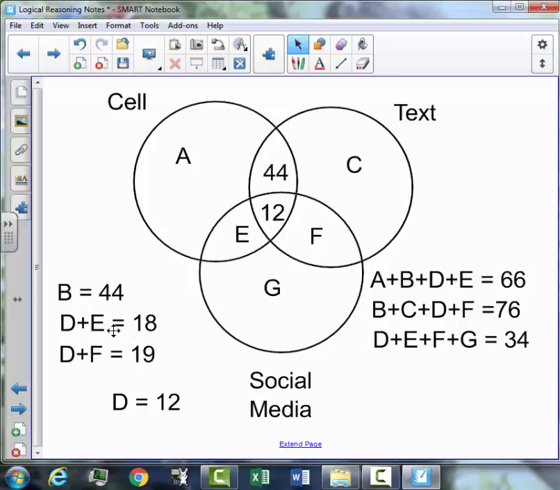Same logic applies below. If D is 12, then I need to take off 12 from 18. So that means that E is going to be 18 minus 12, which is 6. And one more time on this section here, it says D and F is supposed to be 19. So if this guy's 12, then to get F by itself, subtract both sides by 12. So 19 minus 12 is 7.